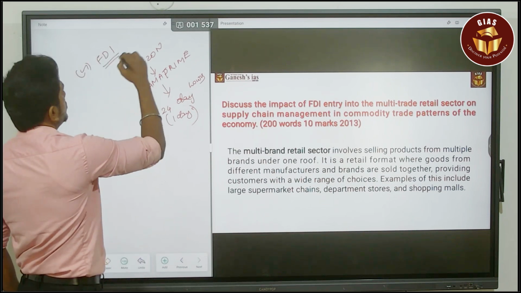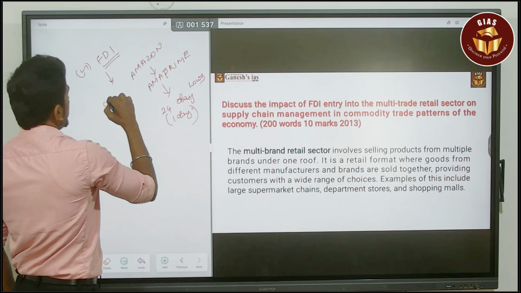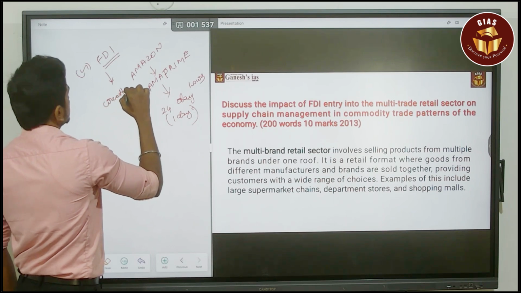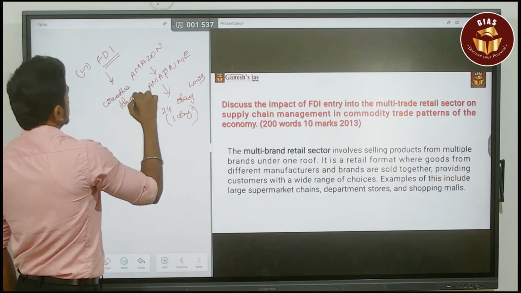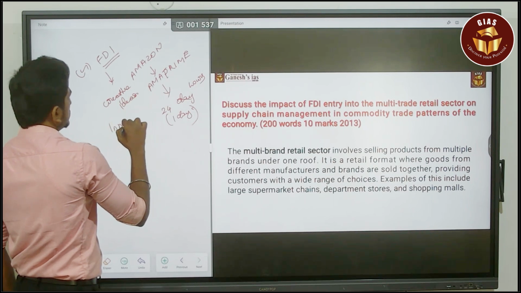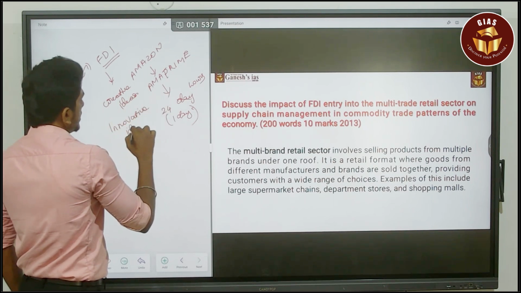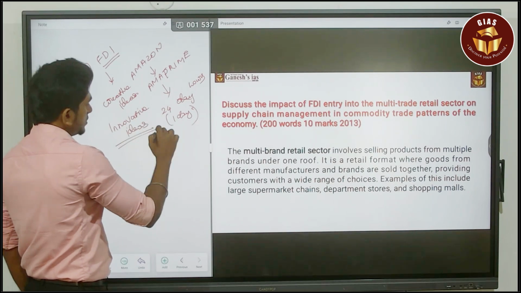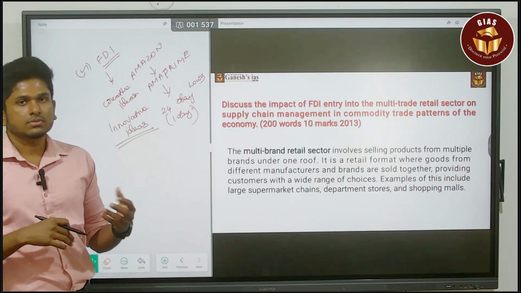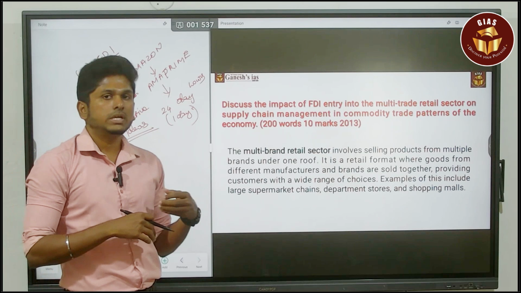So it is going to give you creative and innovative ideas that will overcome the issues of the normal retail shops. So that is going to be overcome. So that is the major benefit.